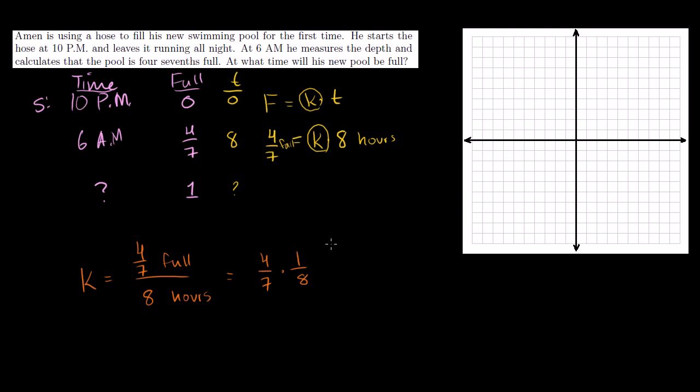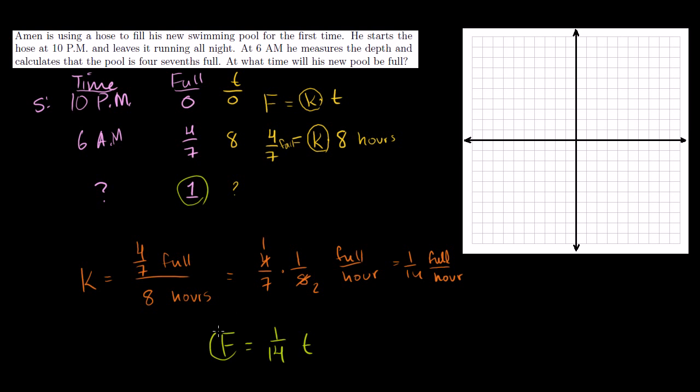which is the same thing as 4/7 times 1/8 full per hour. So if we figure this out, you get 4 divided by 4 divided by 4, so we get 1/14 fullness. It's kind of a weird unit, full per hour. Or you could say we fill 1/14 of the pool per hour. So k is 1/14. So here, our equation: the fullness of the pool is equal to 1/14 times the time. So the question that we have to answer is, when does this equal 1?